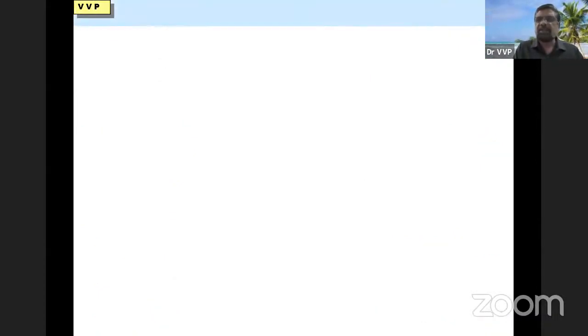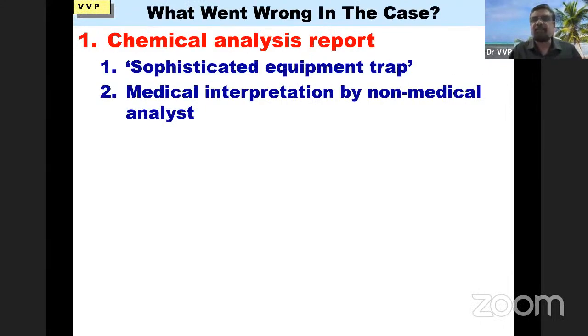What went wrong was this: the forensic aspects of the case. Number one, the chemical analysis report. Why did they go for a very sophisticated kind of testing? They should have done a basic kind of testing. That was all that was required. When they did their sophisticated testing, they picked up chlorpyrifos.